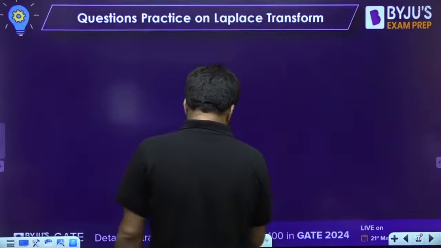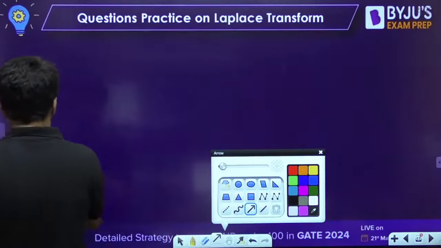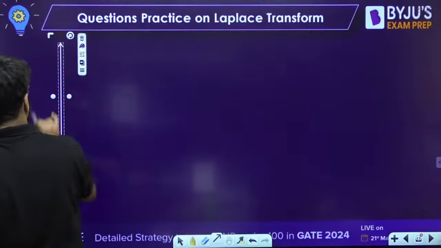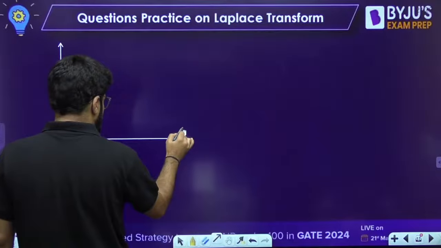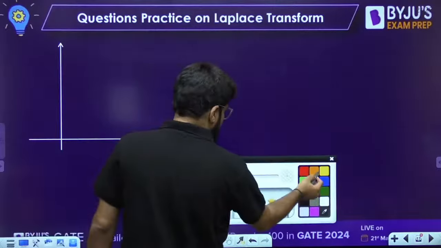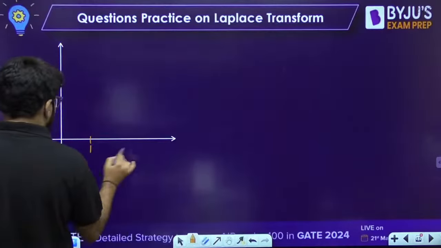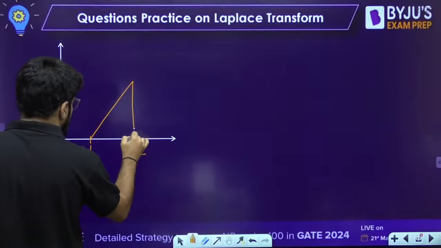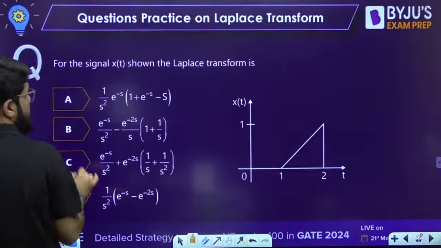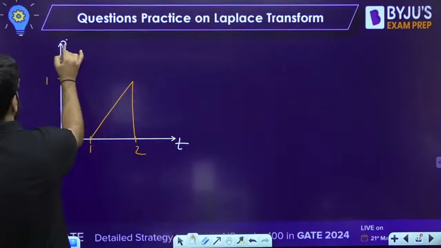Let me just draw this waveform first of all, once again for you. It is between 1 and 2, and up to the amplitude of 1, correct? Perfect. This is the x(t) given to you.